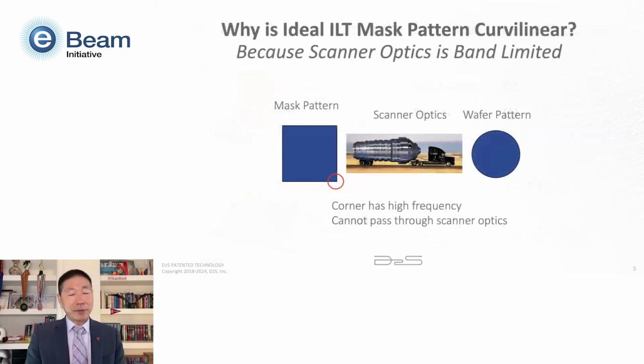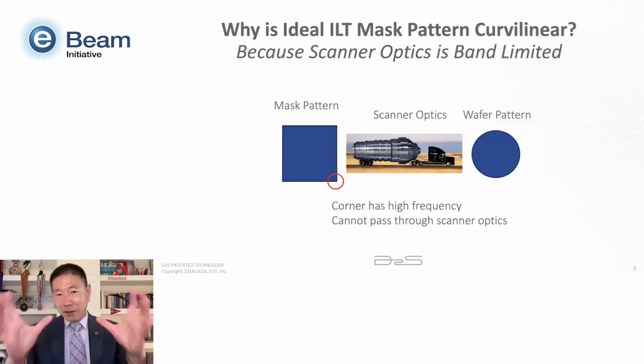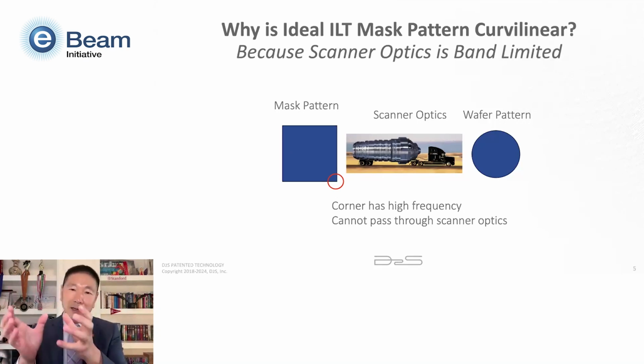So that is ILT. And because the scanner optics is band limited, if your frequency is too high, it won't pass the scanner optics. If you have a 90-degree corner, those frequencies are really high, so they cannot pass. Therefore, the pattern you generate tends to be curved. If you have a mask pattern as a square, you will end up with a disk pattern on the wafer because those high frequencies will be filtered out. That's why in ILT, when you solve the inverse problem, you still have this band limited optics, so your mask pattern tends to be curvilinear.